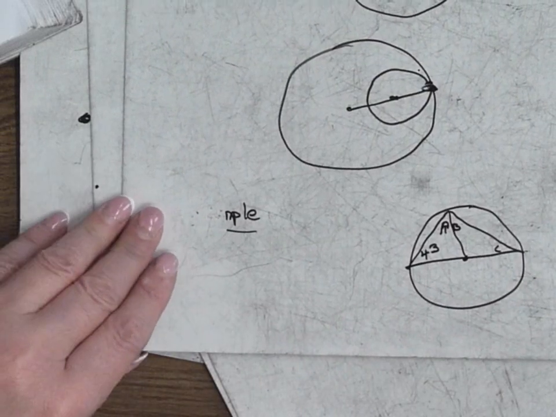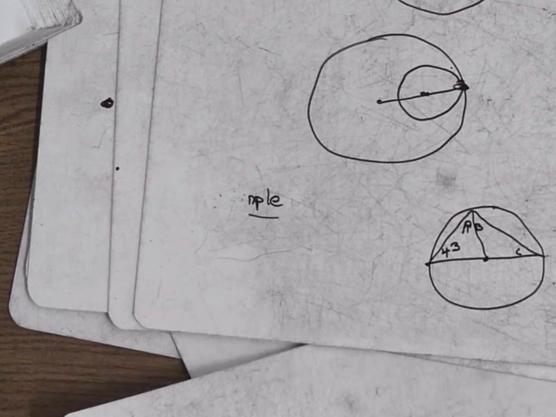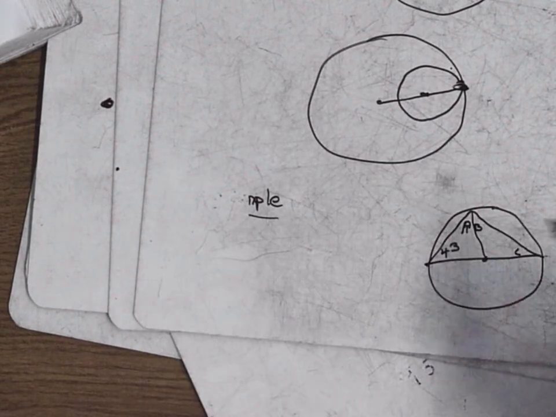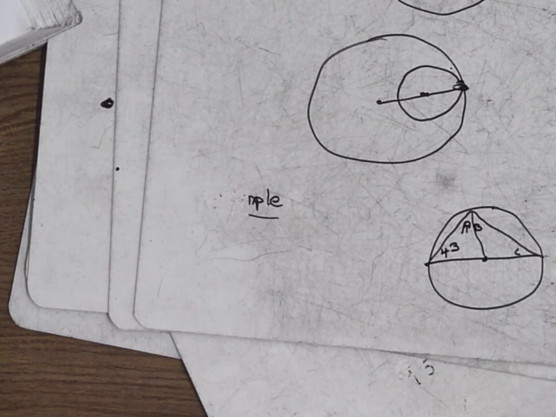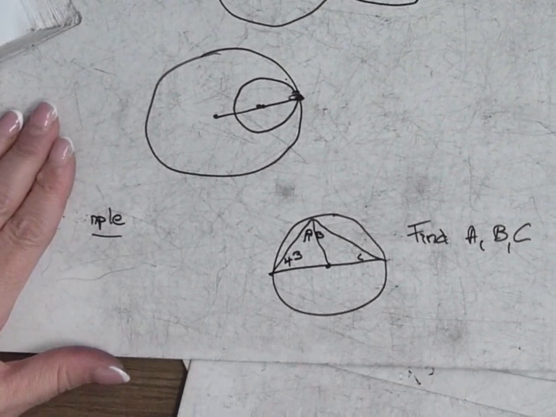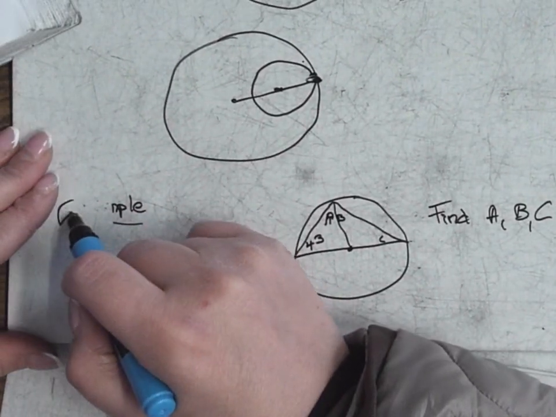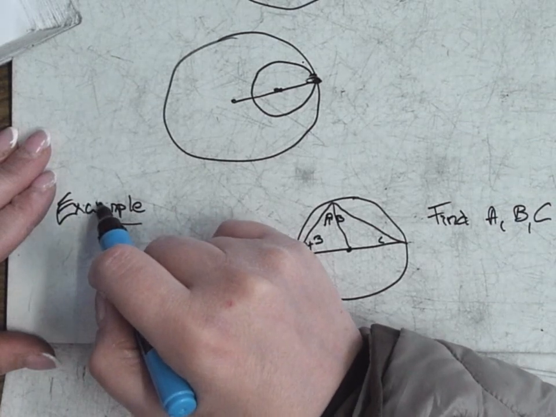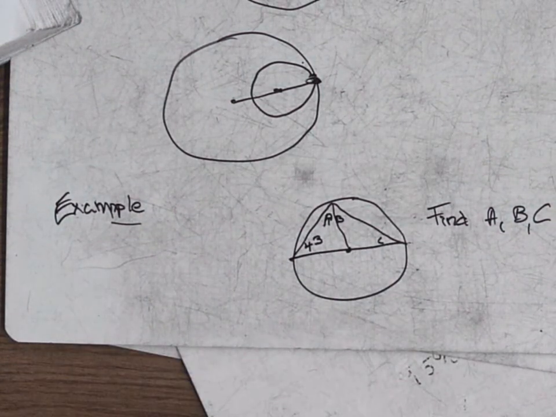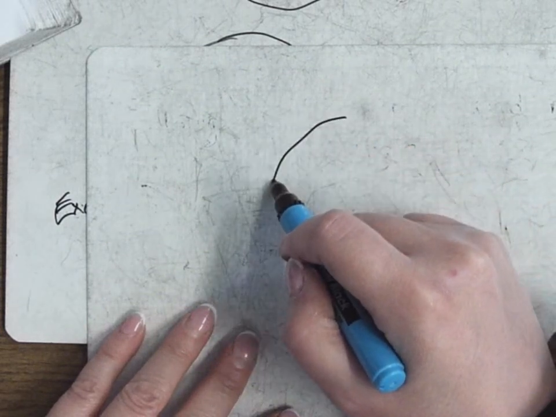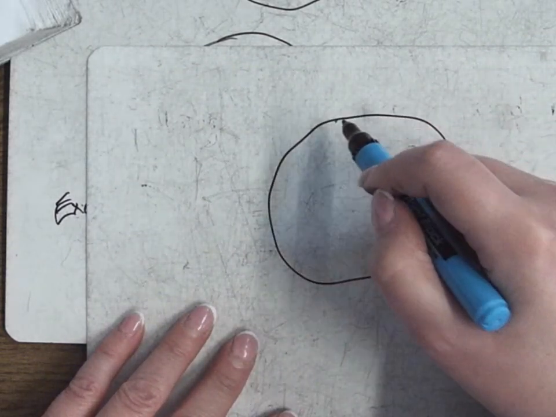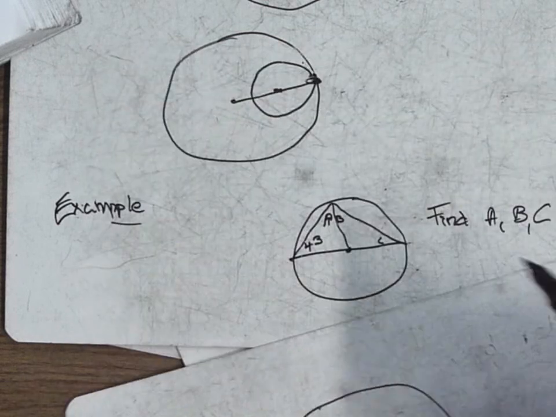I'm going to draw out that diagram again, and I'm going to draw it a lot bigger. Right, okay? So, example, find A, B, C. Sorry. So example. And the question is find A, B, C. Right, I'm drawing out the same diagram again, except a lot bigger because I want to do lots of writing on it. Okay, right, so there's my circle. There's A.